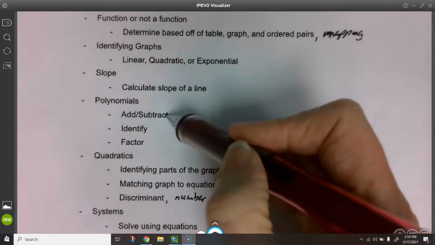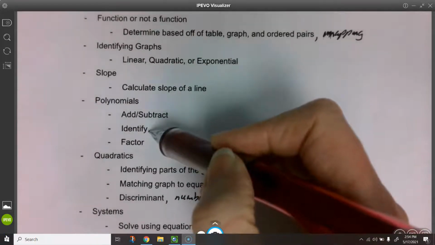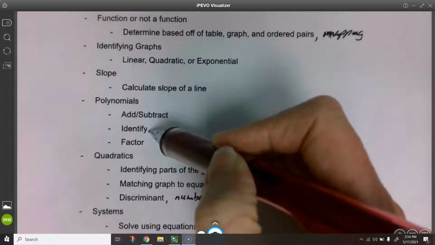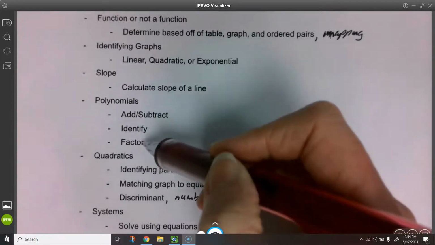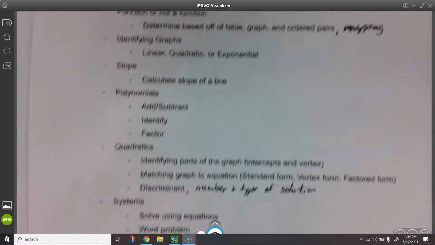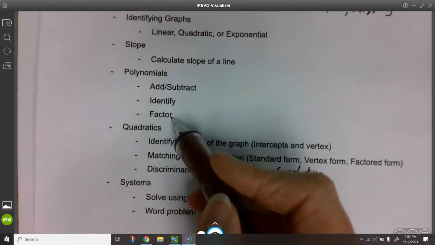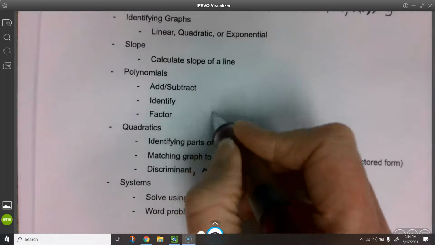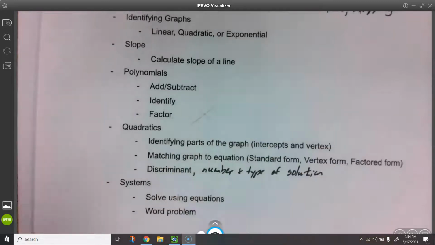We did adding and subtracting polynomials, identifying them. That means being able to identify something like a quadratic monomial. Then you're going to factor. And remember, to factor, you make your x. You multiply a times c. We've done that just recently.